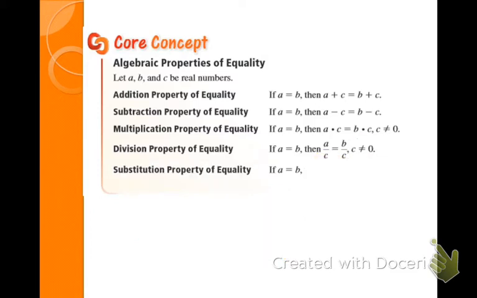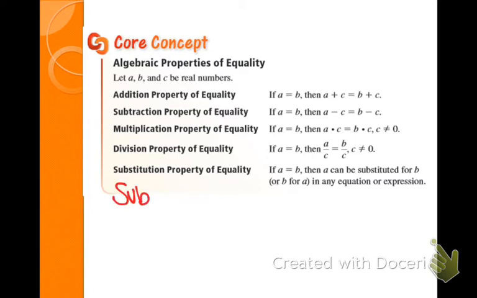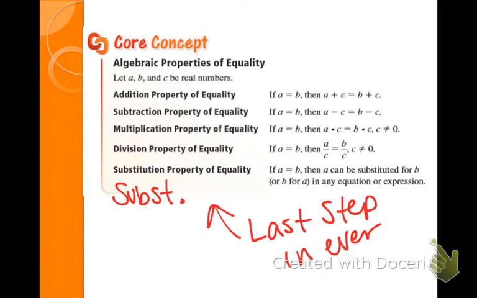But the last one is the substitution property of equality. This one's actually the most important. You can abbreviate it SUBST. If you want to write out the whole thing, you do you. This is actually the last step in every problem. In every equation, I should say. So I would write that in because it's important.